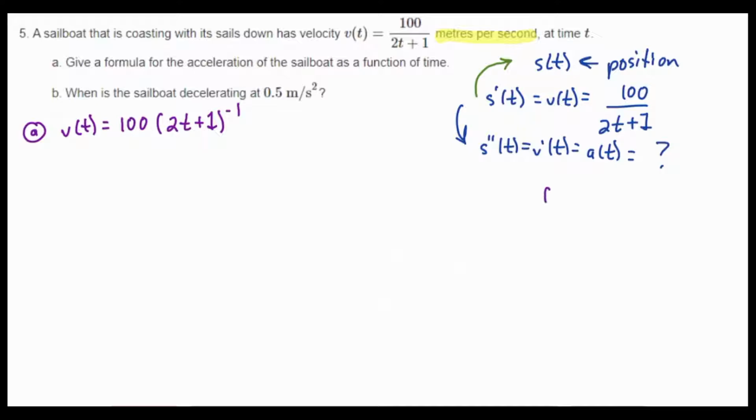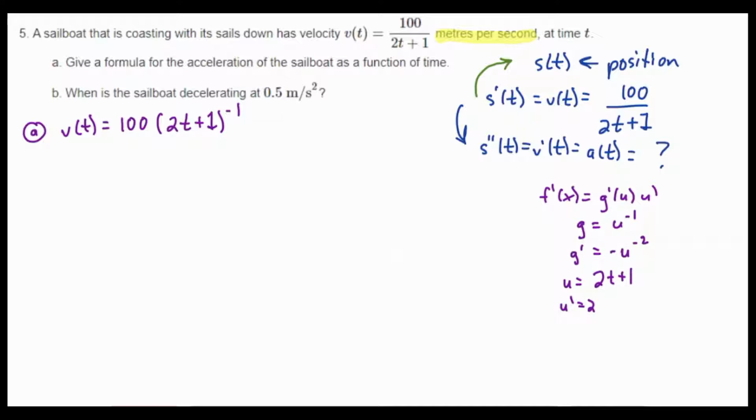So remember, f prime x equals g prime u times u prime. G here is u to the -1. G prime is negative u to the -2. U is 2t plus 1, and u prime is 2.